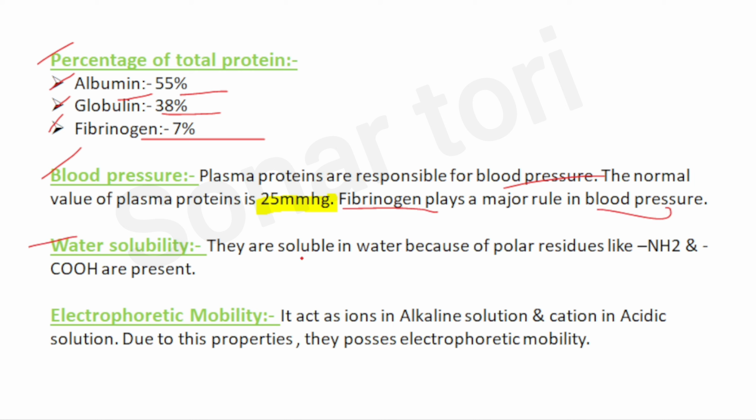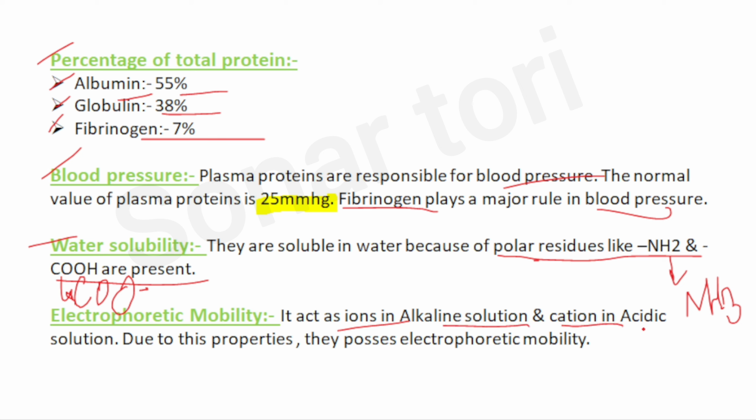Then water solubility. They are soluble in water because polar residues like NH2 and COOH are present. In acidic conditions, NH2 acts as a base and is converted into NH3, and in alkaline pH, COOH acts as an acid. It is converted into COO minus and hydrogen is removed, which helps maintain the acid and base balance in our body. Then electrophoretic mobility. It acts as an anion in alkaline solution and a cation in acidic solution. Due to these properties, they possess electrophoretic mobility.